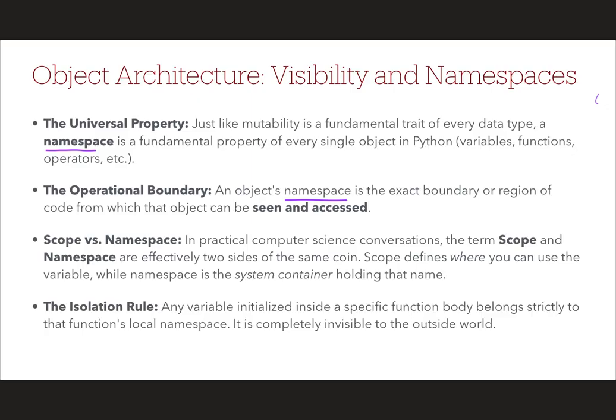In computer science, the terms scope and namespace are effectively two sides of the same coin. The scope defines where you can use the variables, including functions, and the namespace is the system container holding that name. So you can interchange these two terms in our class. Any variable initialized inside a specific function body belongs to that function's local namespace. I will show the example in a moment.